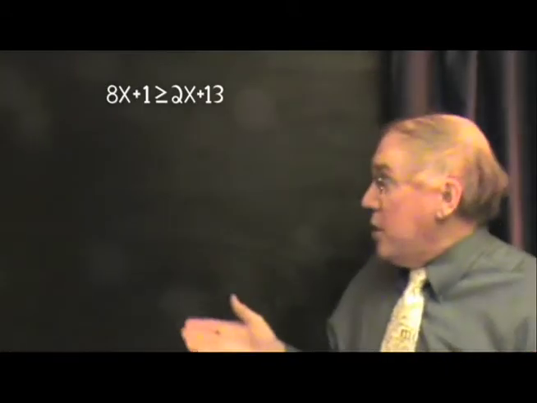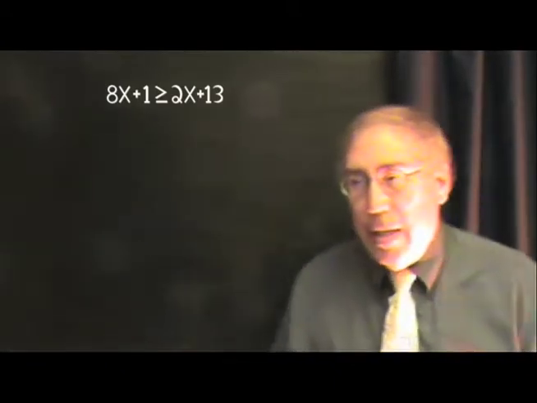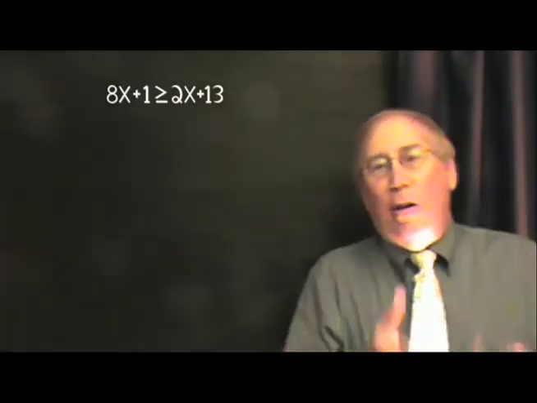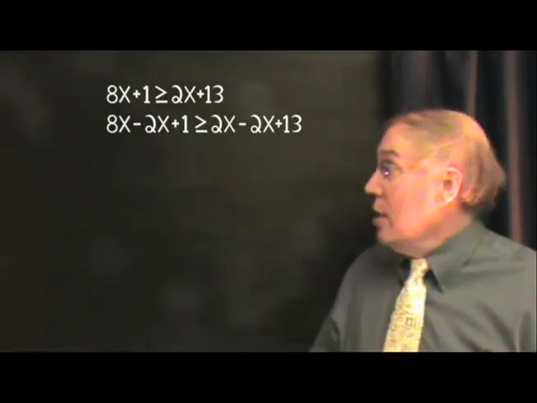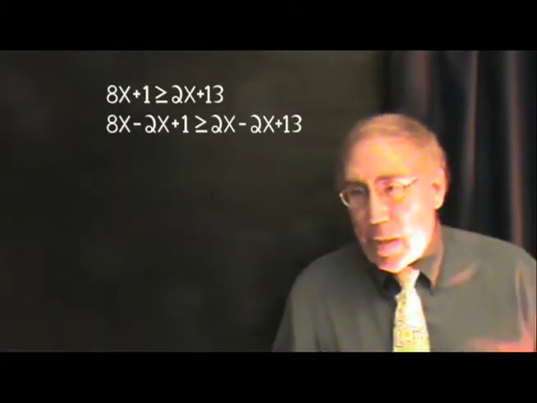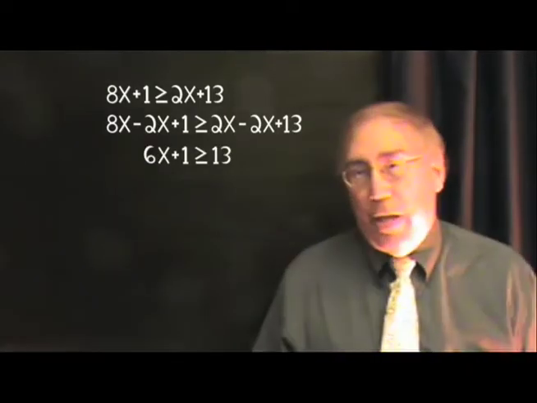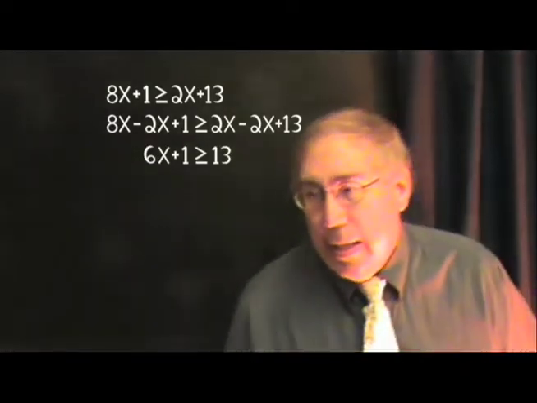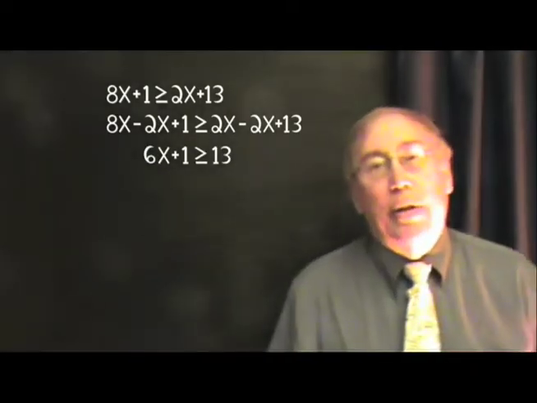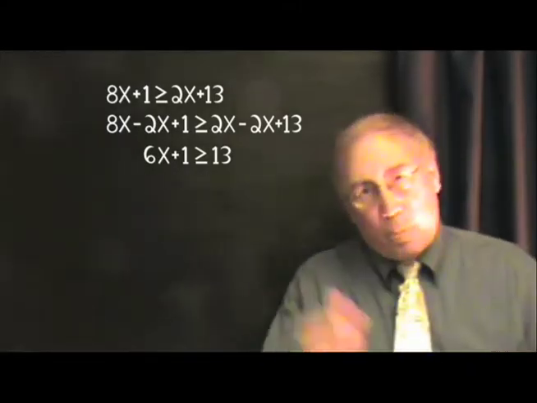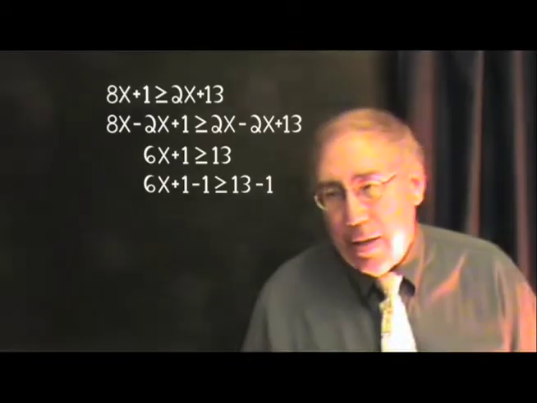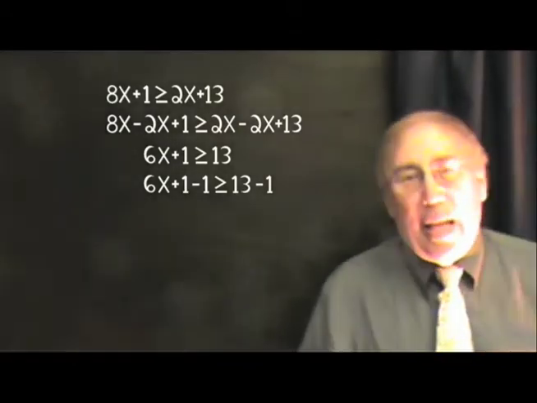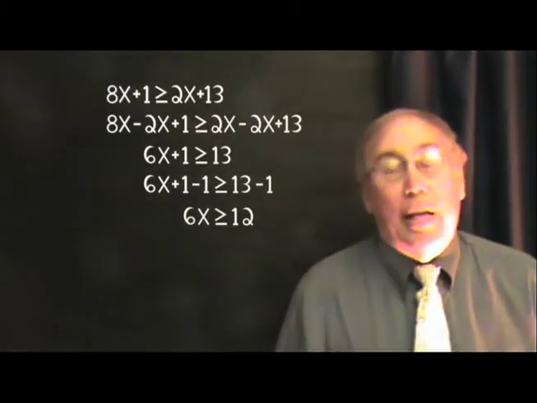Now here's our next inequality. Let's get all the x's on the left-hand side. So let's subtract 2x from both sides, and that should leave us with 6x plus 1 is greater than or equal to 13. Now subtract off the 1 from the left-hand side and also the right-hand side, and we'll get 6x is greater than or equal to 12.